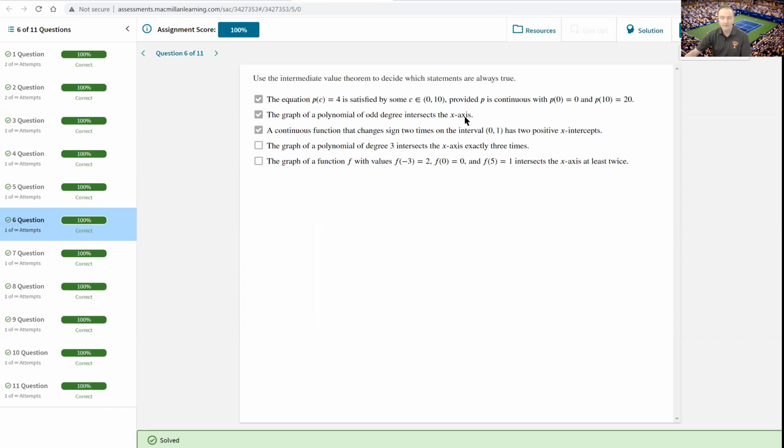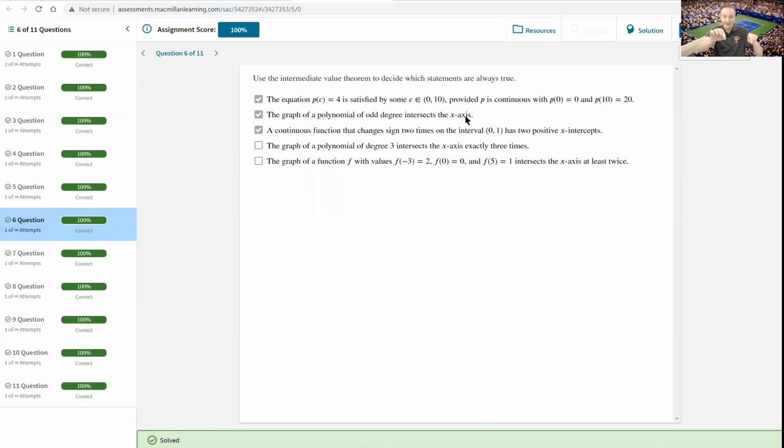The next one, the graph of a polynomial of odd degree intersects the x-axis. Well, yeah, that has to be the case. And you think, why? Why, John? Well, notice if it was a positive odd degree function, you could plug in a very, very negative number and you're going to get a very, very negative y value. Plug in a very positive number, you're going to get a positive y value. So how can you go from an x value with a negative y value to an x value with a positive y value without crossing somewhere in between a y value of 0 at an x-intercept?